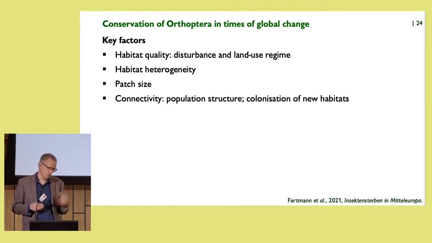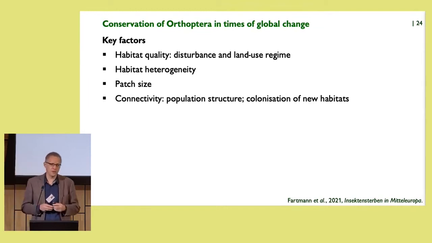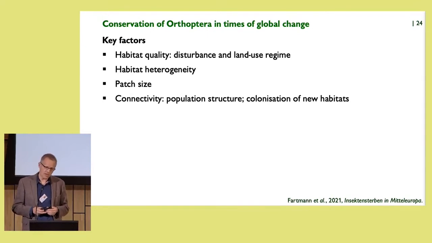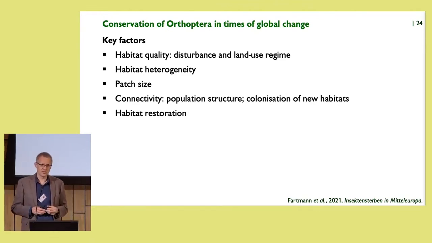But we have seen such extreme events, and therefore connectivity will be quite necessary in the long run to conserve our species, so they are able to shift in response to such extreme events. And also for expansion of species, we need networks of habitats, and so connectivity is also important. And habitat restoration is one possibility to foster species, and it will become increasingly important due to the severe loss of habitats in our landscapes.